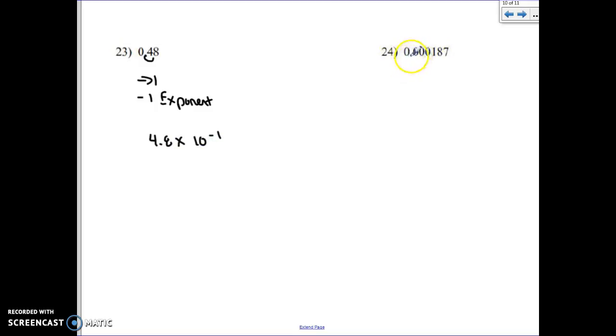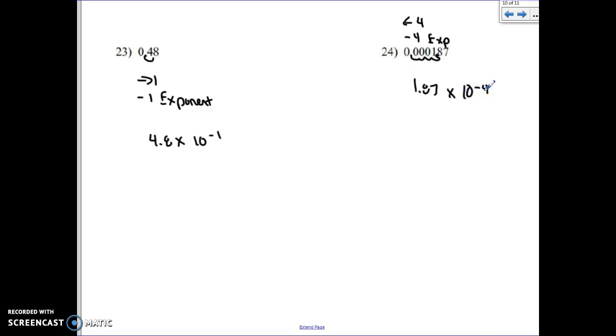So then I'm looking at this one. I'm moving it 1, 2, 3, 4. So I have 1.87. I moved it 1, 2, 3, 4, which means I have a negative 4 exponent, times 10 to the negative 4th.